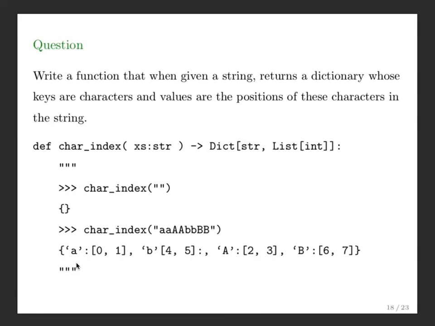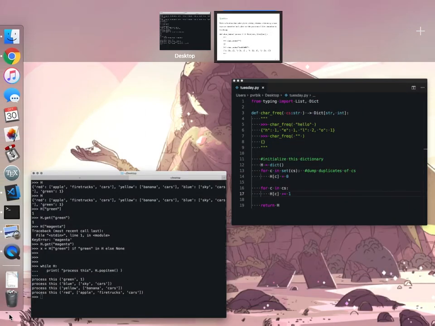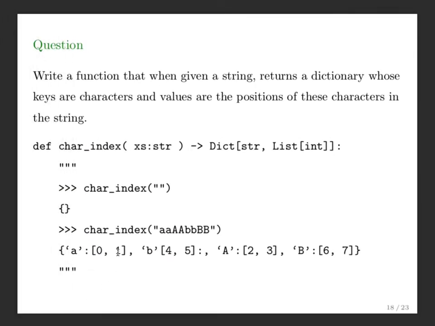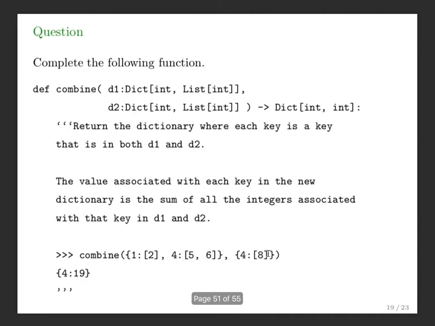So this one is similar to our character frequency question, except I want to return lists of indexes. So basically, given a string, I want you to return to me a dictionary which tells me what a character's position is in that string. So given the string AABBB, I want a dictionary that tells me that capital A is at the indexes 2 and 3. That's option 1.